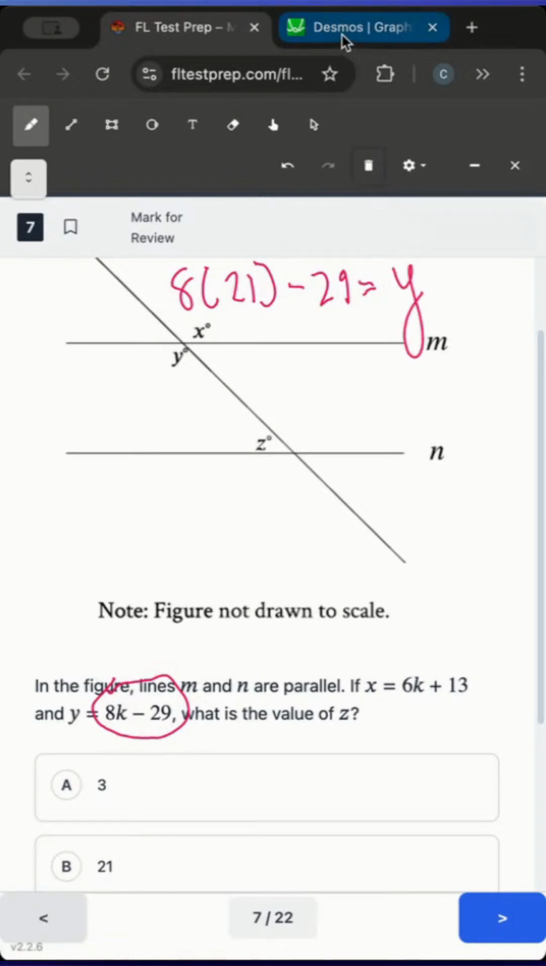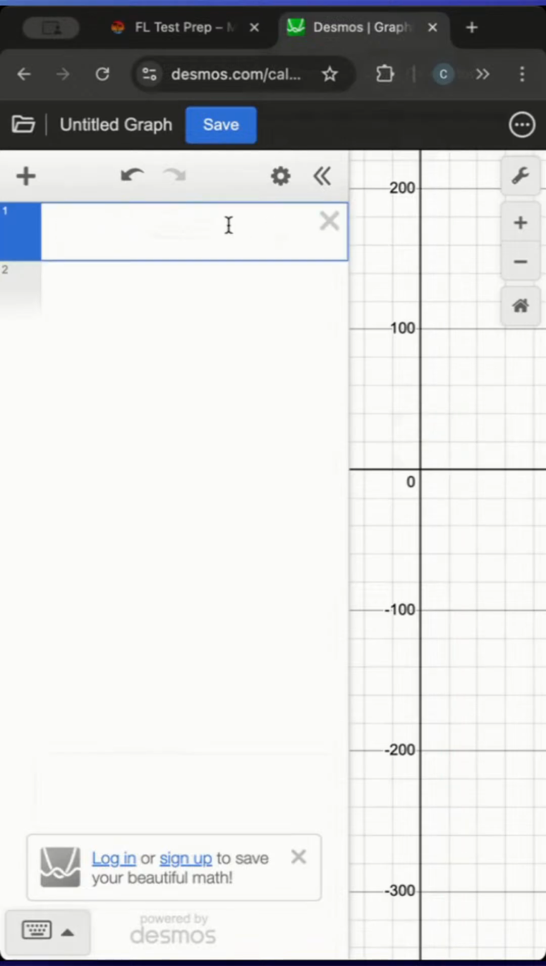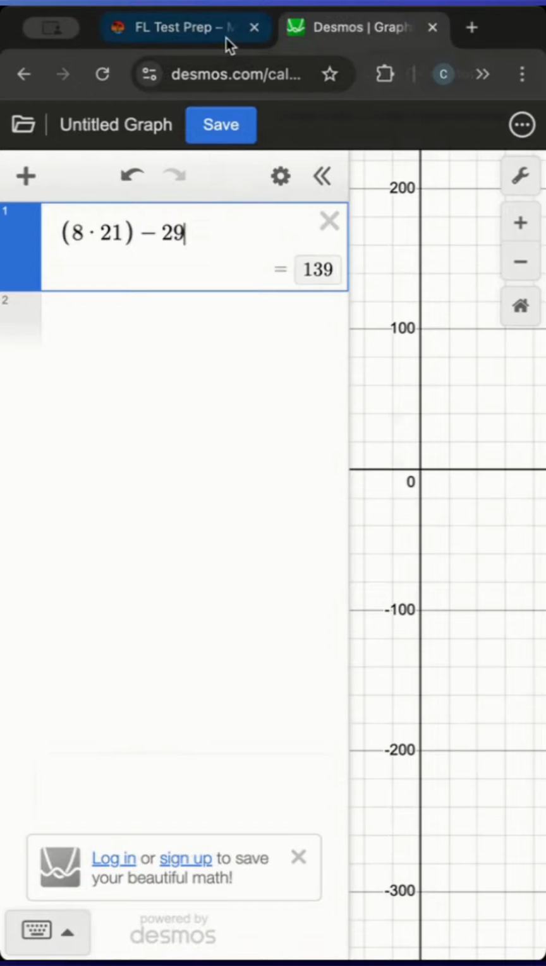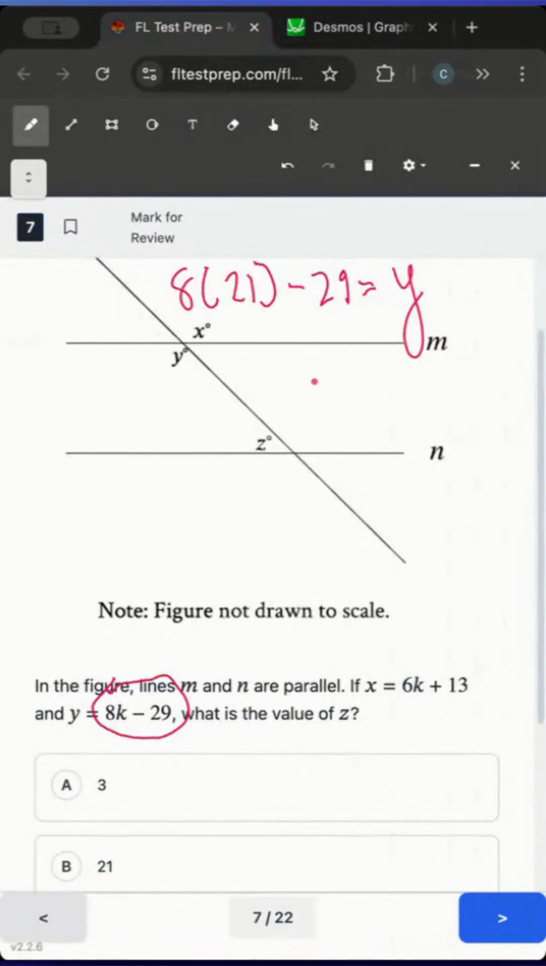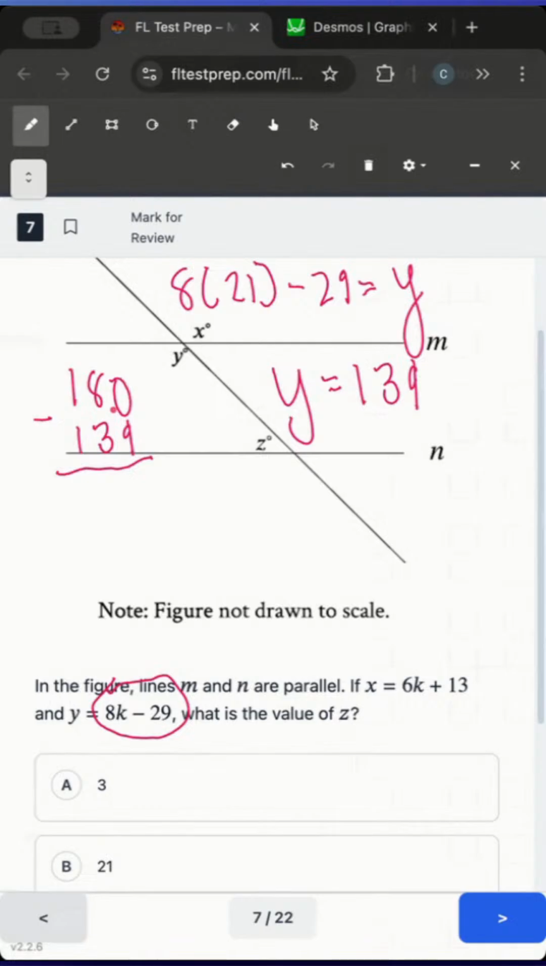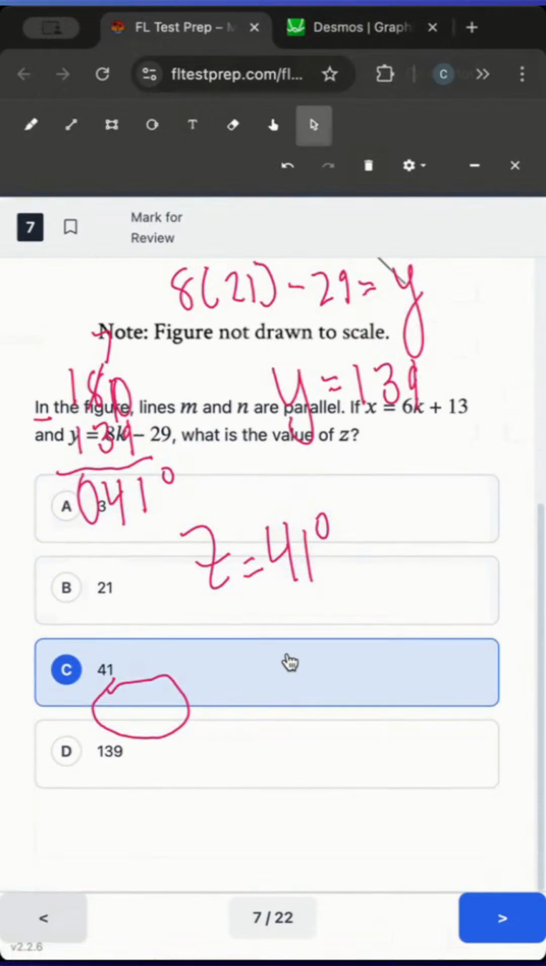So let me plug that into Desmos because I do not like doing math like that. So 8 times 21 minus 29. I know y is 139 degrees. So y equals 139 degrees. So 180 minus 139 is going to be equal to 41 degrees. So z equals 41 degrees. Let me double check that with the answers. C is going to be the correct answer for this question.